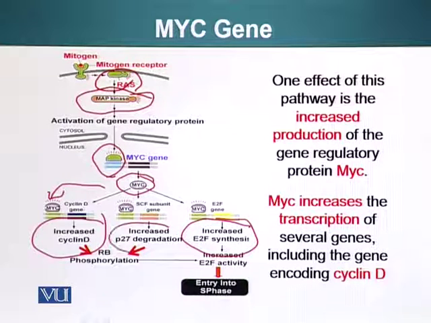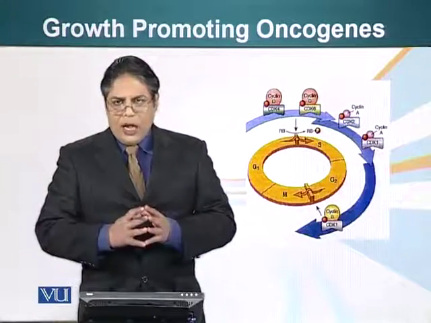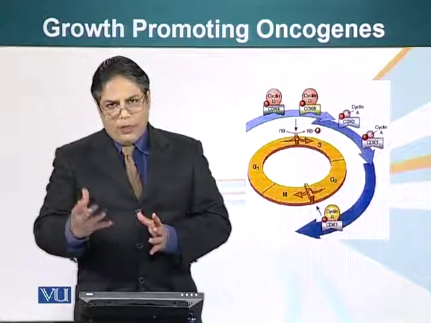Increased degradation of P27. This is a protein that can stop cell cycle. So MYC is going to stop production of a protein that can result in stoppage of cell cycle, and it will also activate other transcription factors that can put cell into S phase and also increase production of cyclin D. Which brings us to the next category of growth promoting onc genes, cyclins, which we will talk about in the next module.